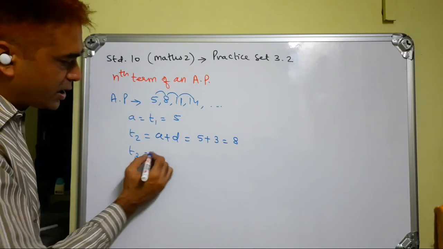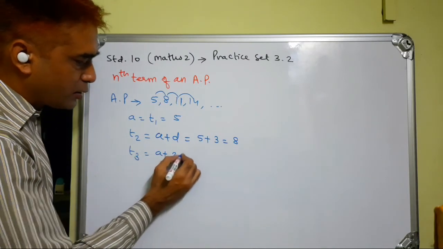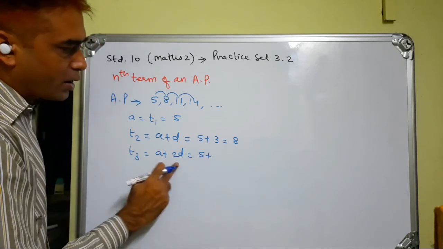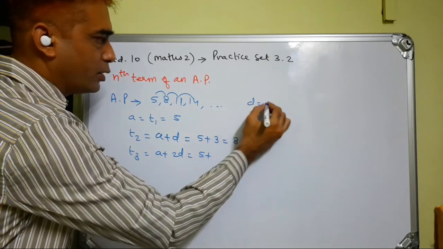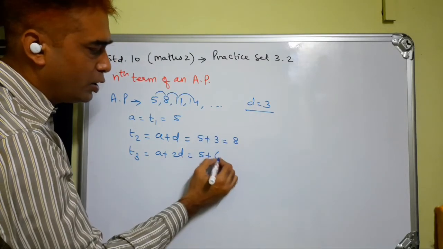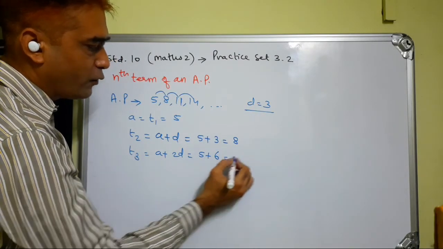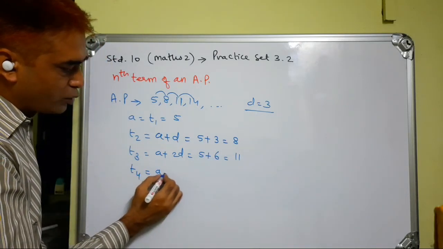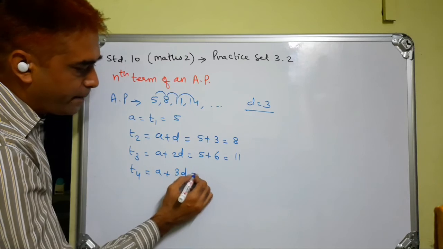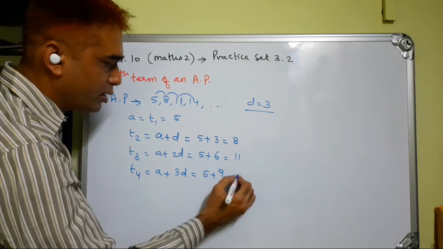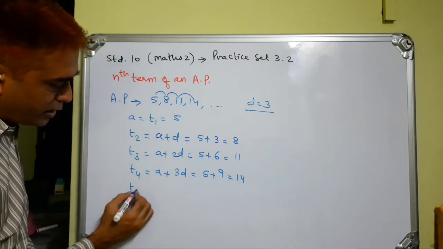How will we find T3? A plus 2D, that is 5 plus 2D. You should note here D is 3, so 2D means 2 into 3, which is 6. So 5 plus 6 is 11. T4 equals A plus 3D equals 5 plus 3 threes are 9, equals 14.